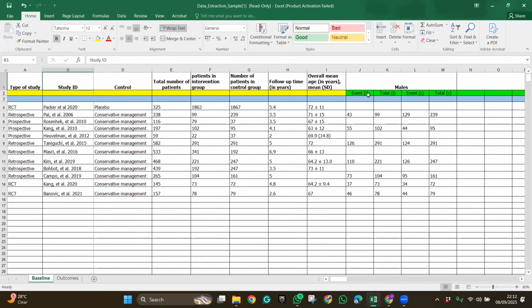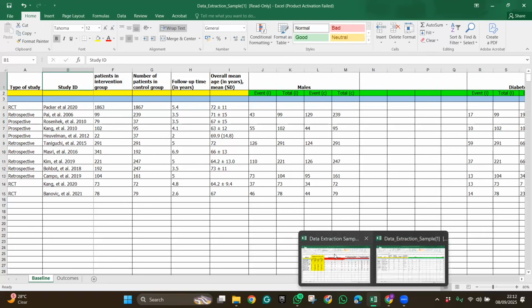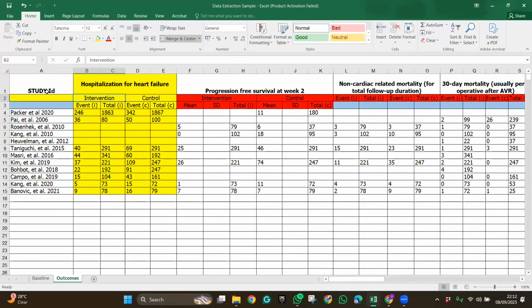Then the age, then the males. I told you that you only have to specify just one gender, and that is males. You do not have to enter the data for females. And then moving on to the outcomes, that is the extraction sheet. I told you what you're going to do: write the study ID again. This is your first study.